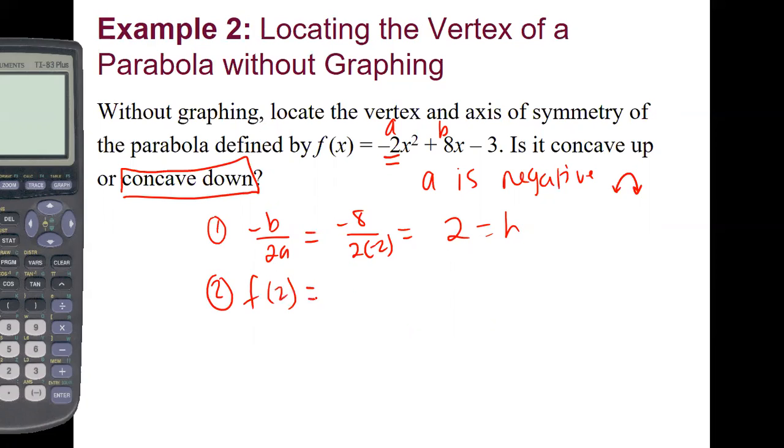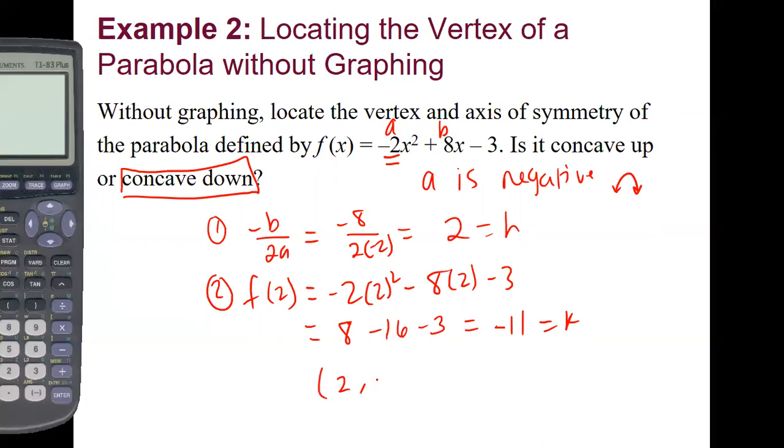So we do f of 2, which equals negative 2 times 2 squared plus 8 times 2 minus 3, which gives us negative 2 times 4 is negative 8. 8 times 2 is 16. And now we do some math. What's negative 8 minus 16? Negative 8 minus 3, negative 11. So this is my k. So therefore my vertex is at 2, negative 11.